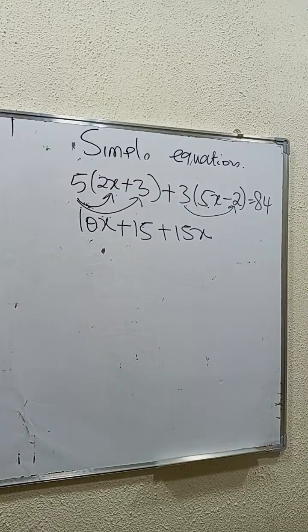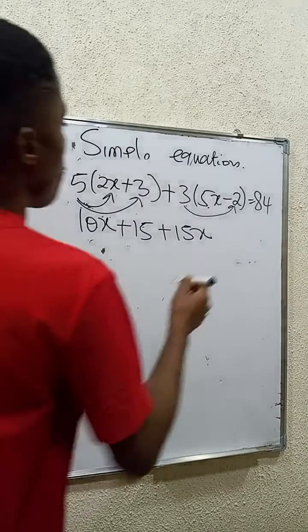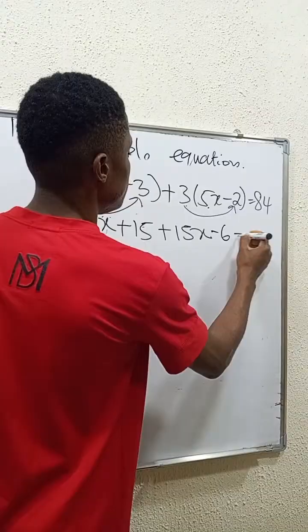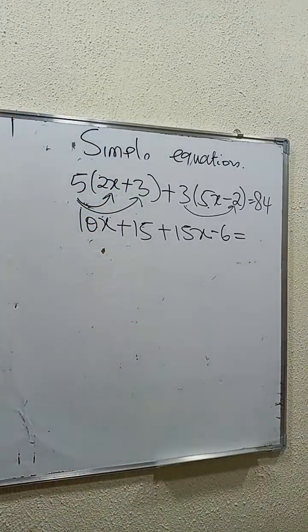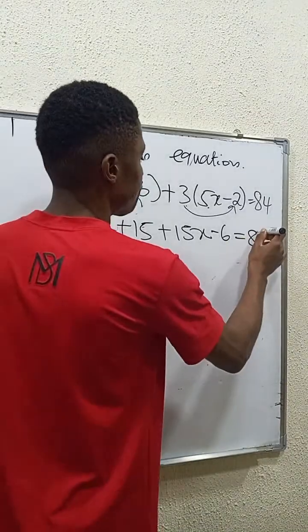What is 3 times minus 2? You have it as what? Minus 6. Correct. Good. And that's equals to 84.